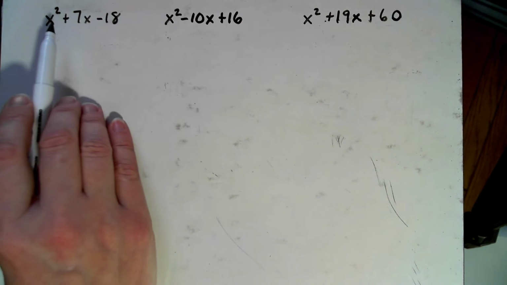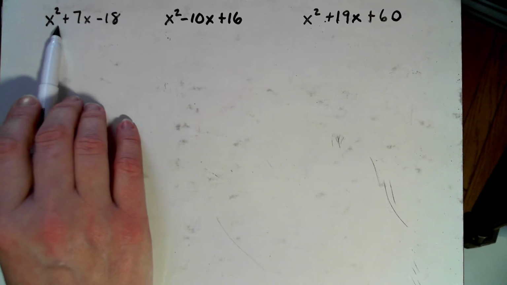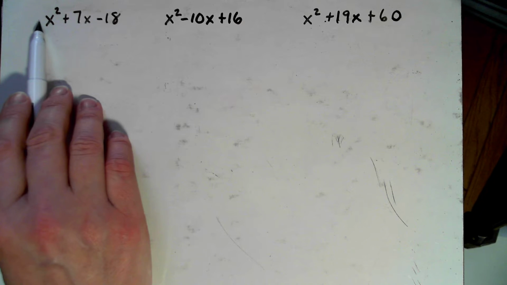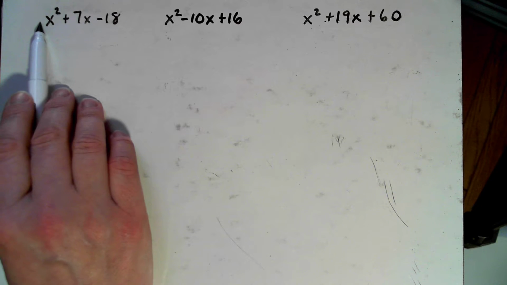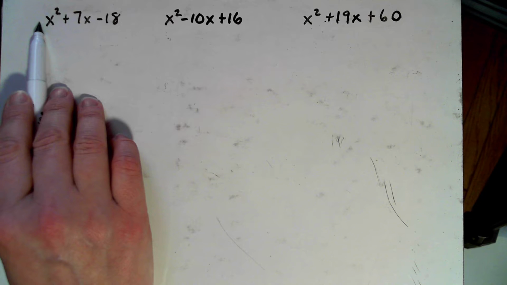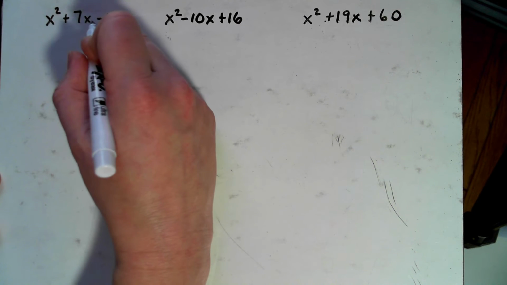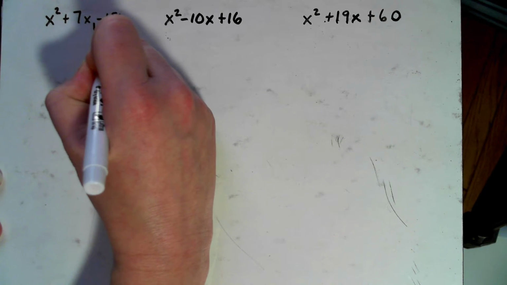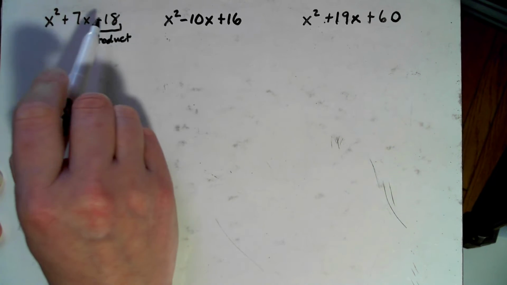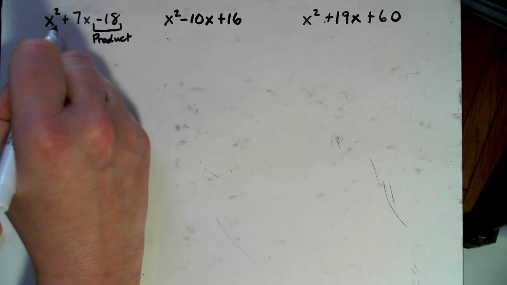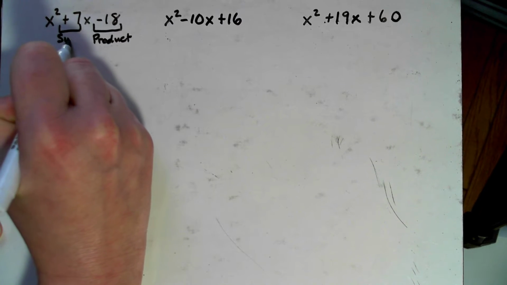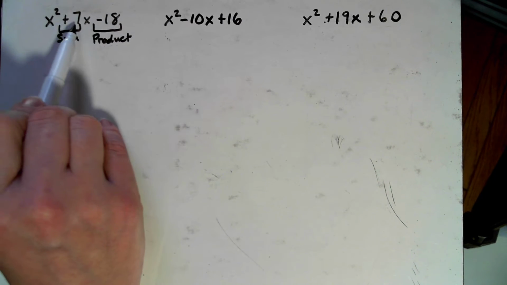Hi everyone, and welcome to a video about how to factor quadratic trinomials where there isn't a leading coefficient other than 1, so where you don't have a number in front of your x squared. So the basic idea of this is to find two numbers that have a product of this last term and a sum of the middle term coefficient.